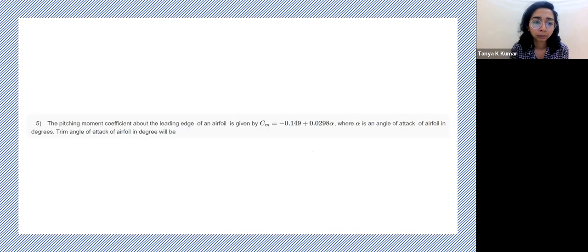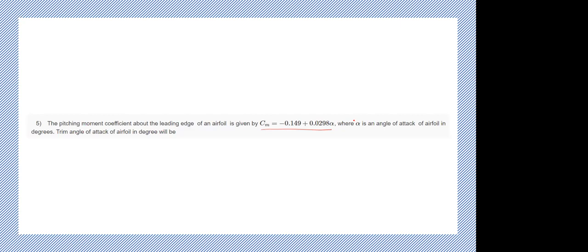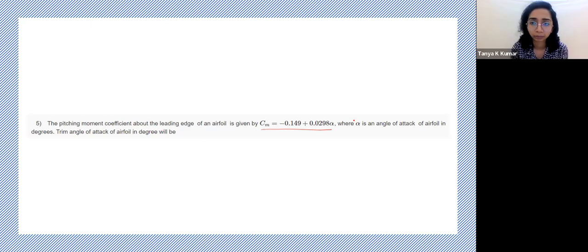Next, the pitching moment coefficient about the leading edge of an airfoil is given by this equation, where alpha is the angle of attack of the airfoil in degrees. Trim angle of attack for the airfoil in degrees will be? What is trim? To fly the aircraft at any other angle of attack, at trimmed angle of attack, we can say. What is this trim?